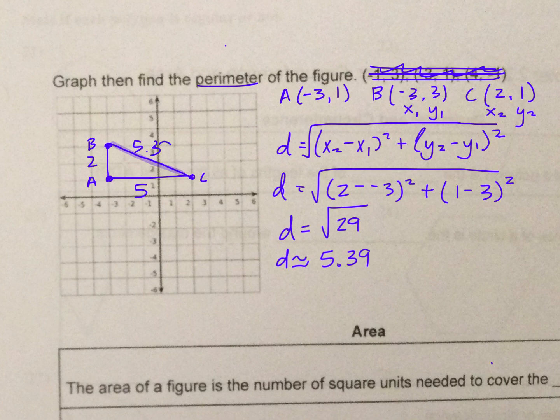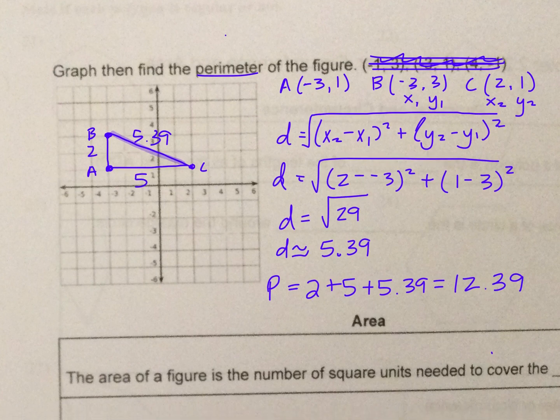So now I can find the perimeter by adding all the sides. 2 plus 5 plus 5.39. So the perimeter of this triangle would be 12.39.